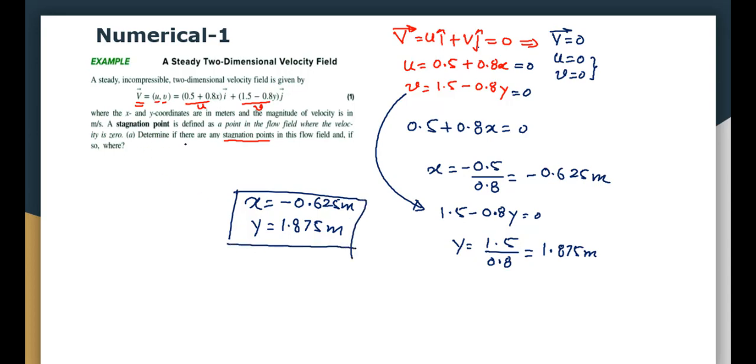Now again, coming to this question, determine if there is any stagnation point. So first, is there any stagnation point? Yes, because we have kept u and v as 0, so we have a stagnation point inside this equation. The question again is, if so, where? Where means at this location, at x equal to minus 0.625 meter and at y equal to 1.875 meter. At this point a stagnation point will exist.